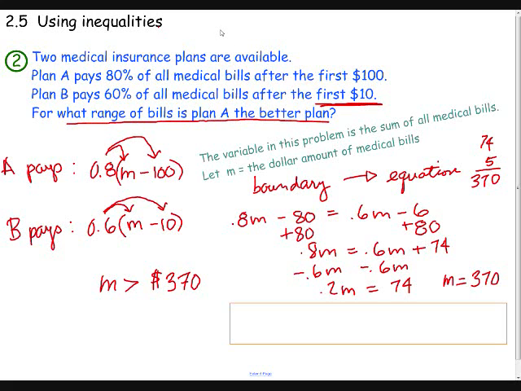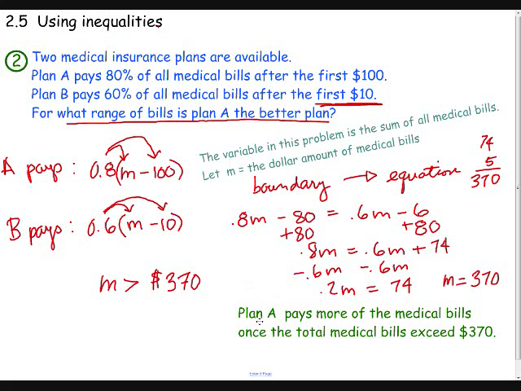I actually have worked this one out in advance. So let's see. Plan A pays more of the medical bills once the total medical bills exceed 370. And here we have it written as an inequality. It does not include the equals because at that point A is not the better plan. It's simply the same as B.